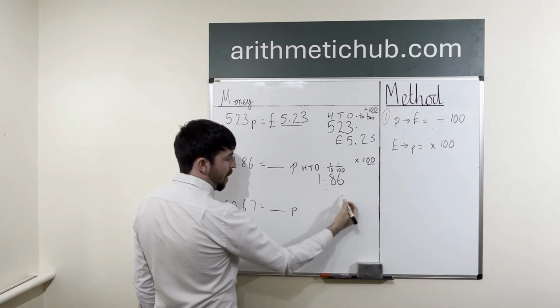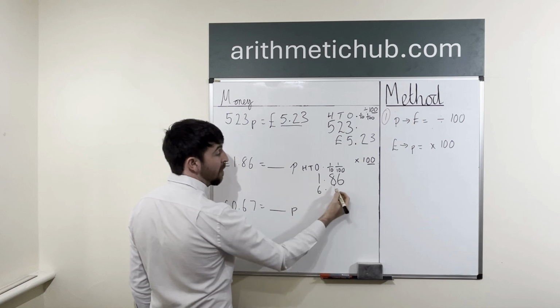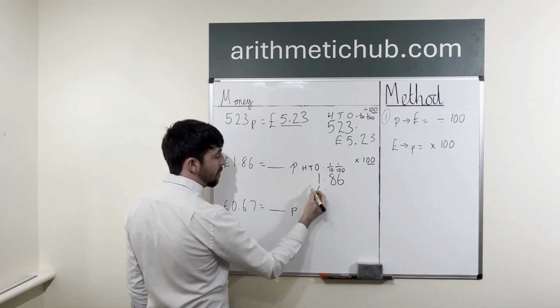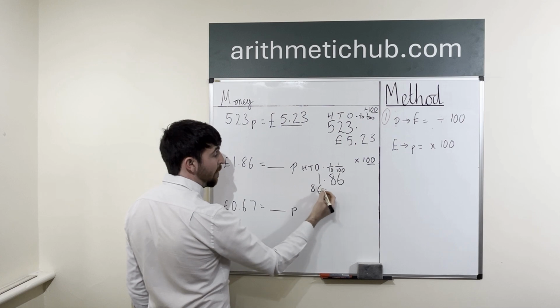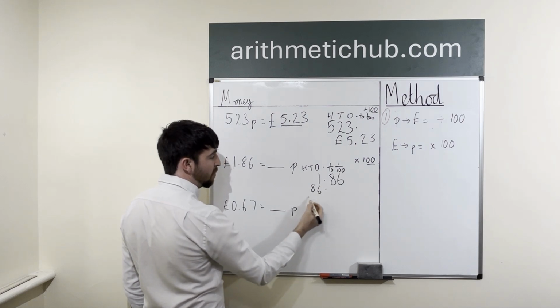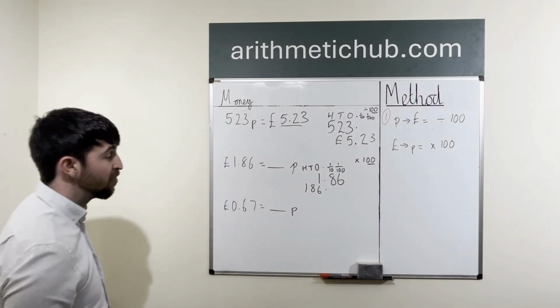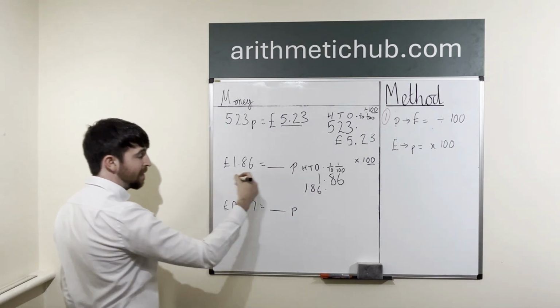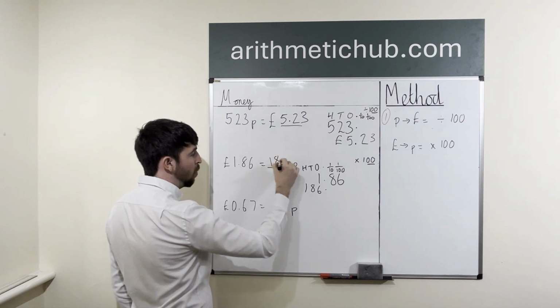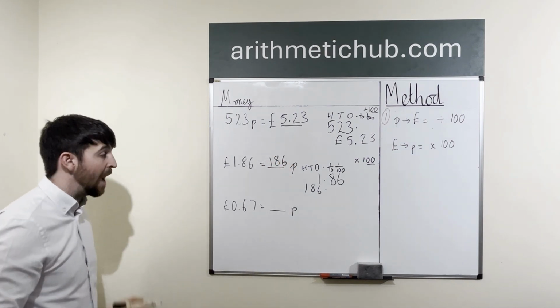A 6, I drop down, move it 1 place, 2 places. My 8, drop it down, move it 1 place, 2 places into the tens. And then my 1, I drop it down, move it once, twice into the hundreds. So my £1.86 like this is going to be the same as 186 pence.